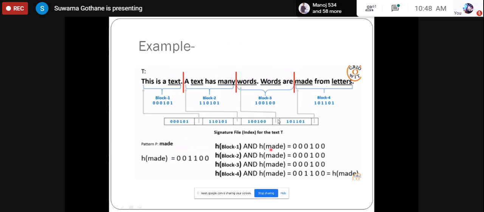So actually this concept is based on this: suppose you have entered some text, your entire text, this is your query. It is going to be divided into blocks, meaning a fixed size is allocated to your query. This is what we are discussing about the signature file structure: words are divided into blocks. So this is block 1, this is block 2, this is block 3 and block 4.